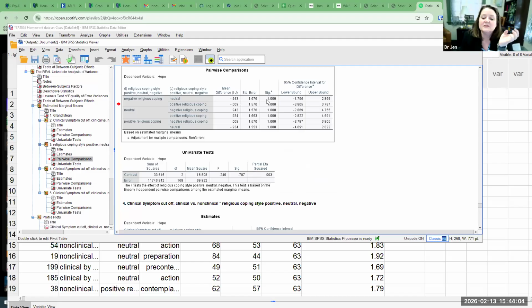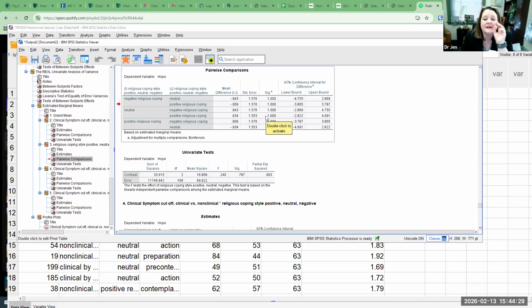But if they had been, you'd have to look through these and see if negative versus neutral is significant, negative versus positive is significant, and neutral versus positive is significant, right? And then the rest of them are a repeat. So you have to go down here and see if they are significant from each other. Sometimes you'll get one that is and the other 2 aren't, or sometimes all 3 are significant. It just depends.